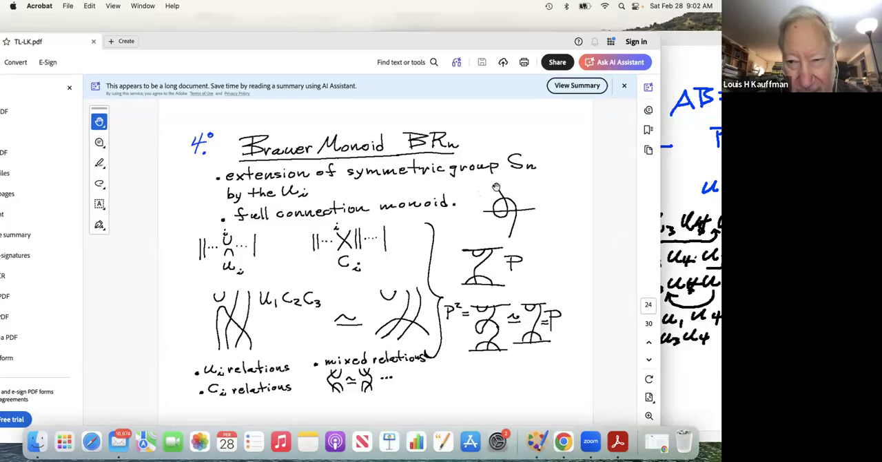You could factor an identity in interesting and complicated ways. Here's a factorization of the identity, with a little Brauer connection category element on the top and on the bottom, and if you put them in the opposite order, here's P. And P squared is equal to P because this is just a connection from top to bottom. So in the same way that we're understanding idempotents in the Temperley-Lieb algebra, we're understanding idempotents in the Brauer monoid.